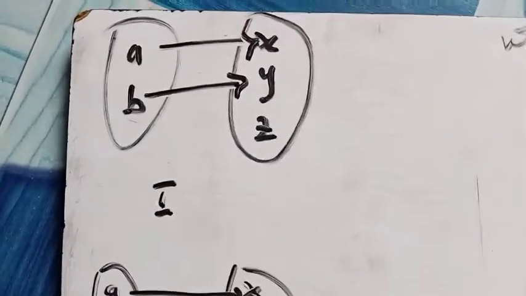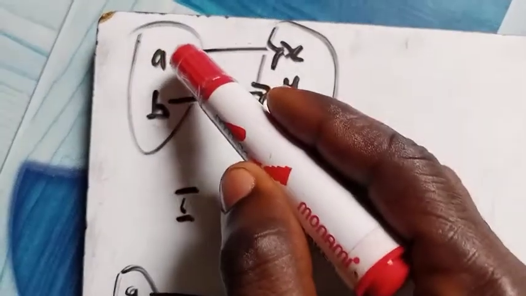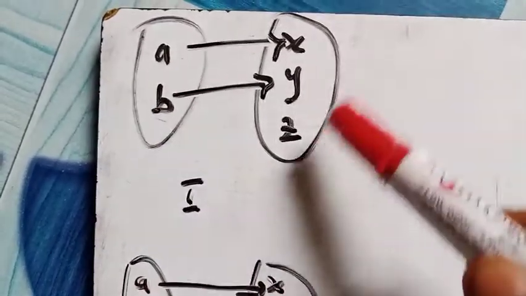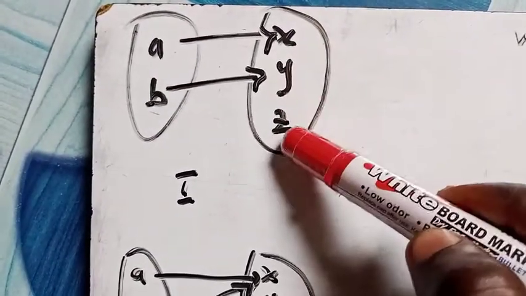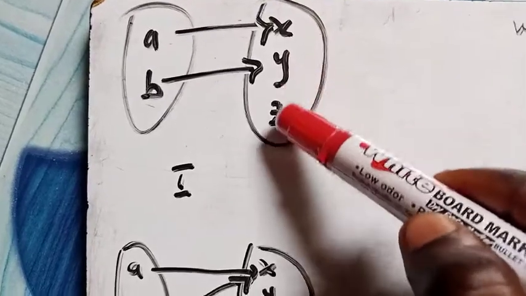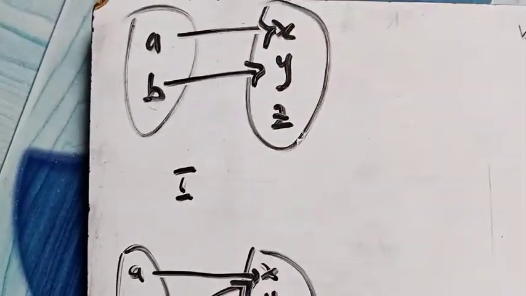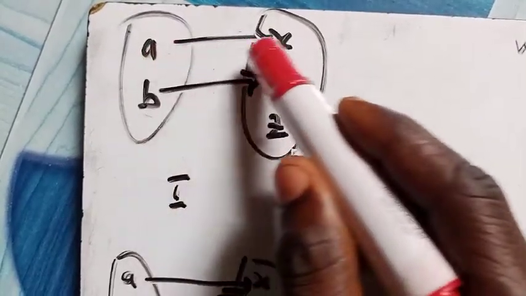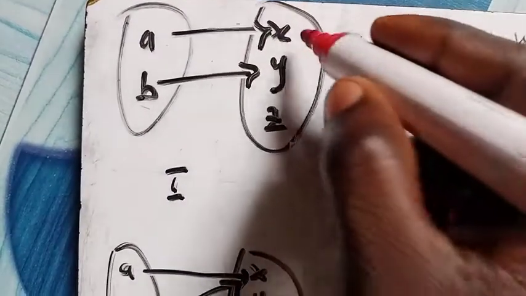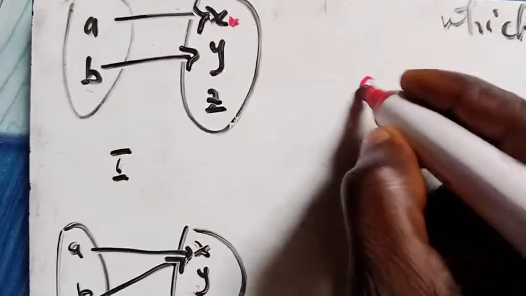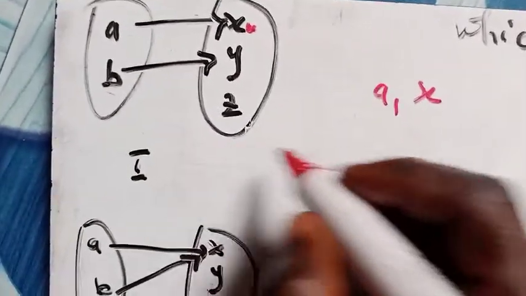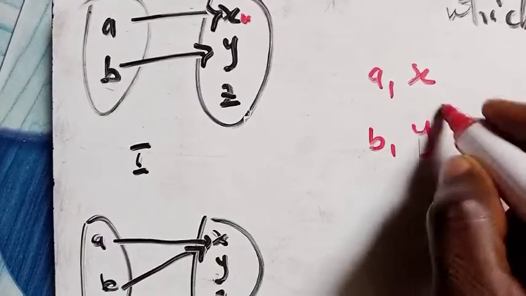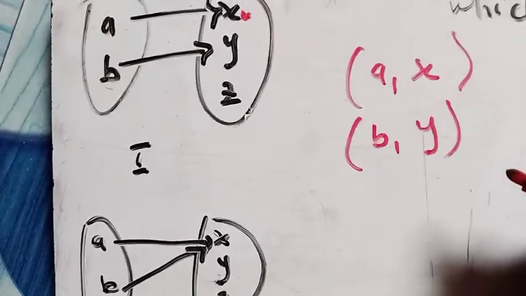So the first part here says that we have two children in this house, the children by name A and B, and then we have three mothers in their house here: mother number one, two, and then three. So X, Y, and then Z. Now you can see from the diagram that this child A has a mother by the name of X. And B here has a mother Y. So this is the arrangement that we are having.